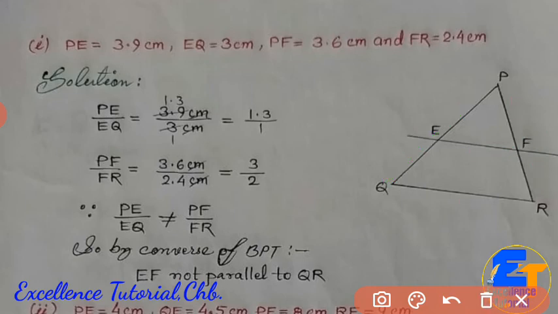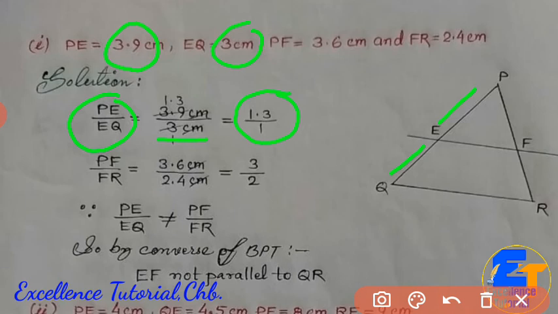First we calculated PE upon EQ. That means we are finding the ratio of this part, PE is to EQ. Since the PE measurement is given here as 3.9, we have written the same here, PE 3.9, and EQ is given as 3, so I have written 3. You can cancel here, so finally you are going to get 1.3 by 1, or in the next step you can remove the decimal sign by putting 0 at the denominator place.